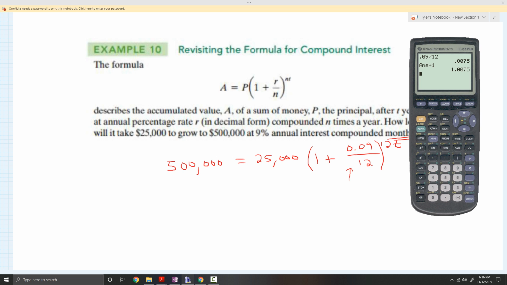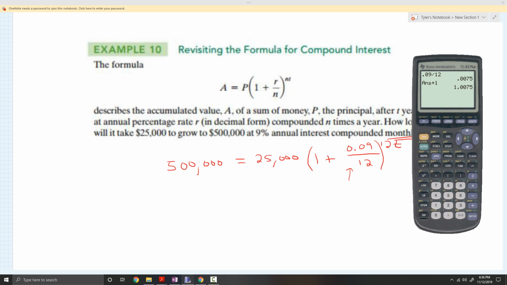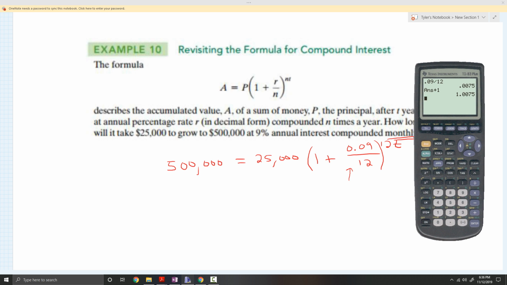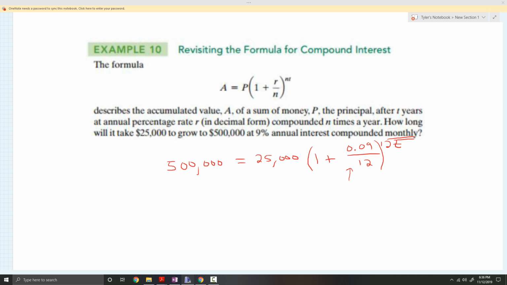Now this might not always come out real nicely, so you might have to leave it alone. For example, if this was like 1 plus a third, that has a repeating decimal. It's going to keep going on forever, so you won't end up getting an exact answer if you do it that way. But the reason why I can plug this in is because this expression in parentheses is exactly equal to this number, 1.0075. It has a terminating decimal, it doesn't have a repeating block.